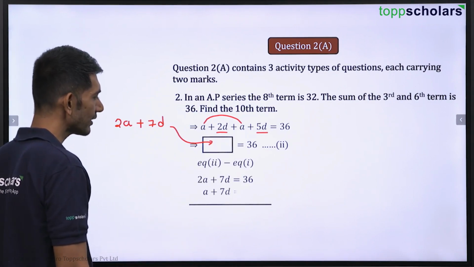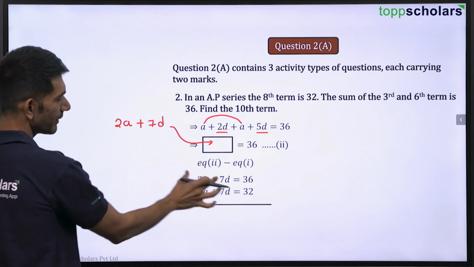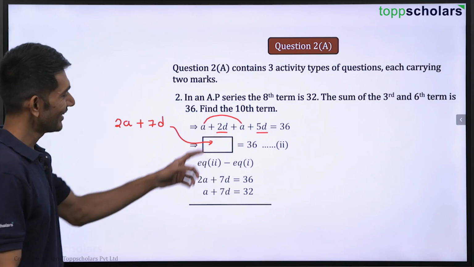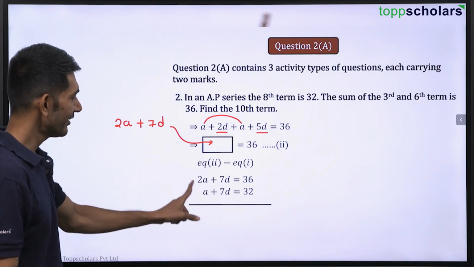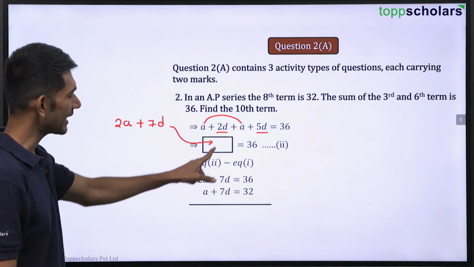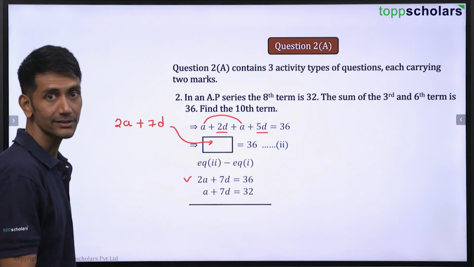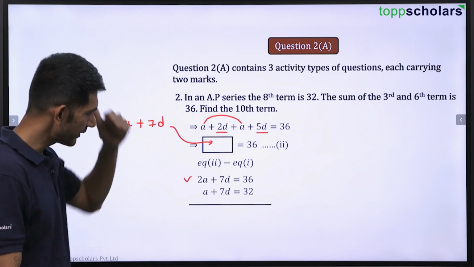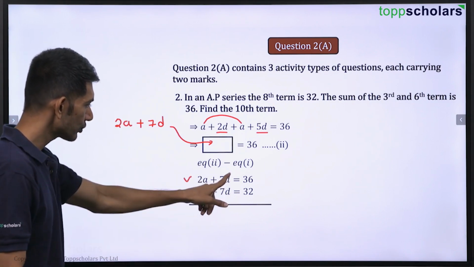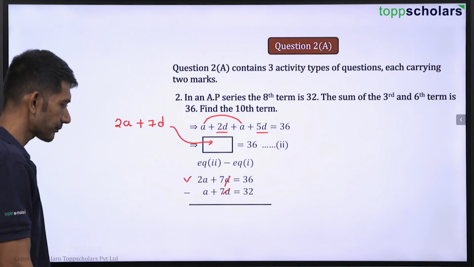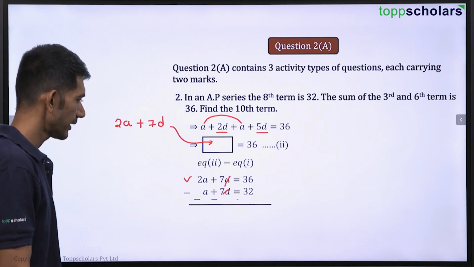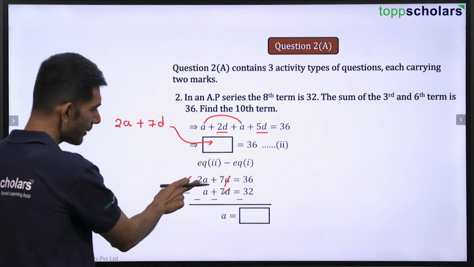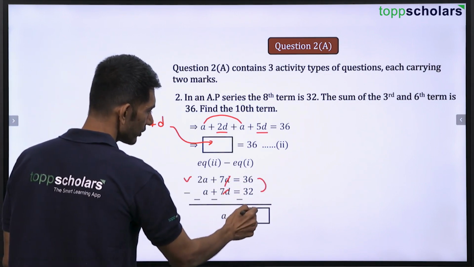Now, 2A plus 7D is equal to 36, you can also use your common sense. See here. This is already given, right? So since this is given, obviously this bracket has to be 2A plus 7D is equal to 36. Correct? And A plus 7D is equal to 32 is already given behind. Now you can subtract them. So this 7D gets cancelled, right? And obviously the signs also change. So 2A minus A is A. 36 minus 32 is 4. A is 4.